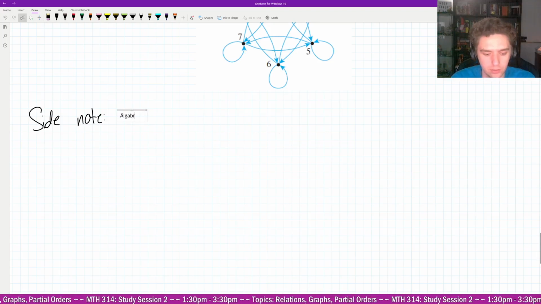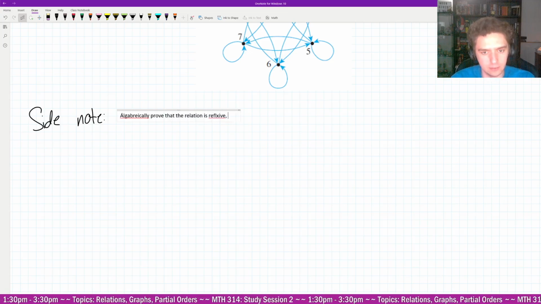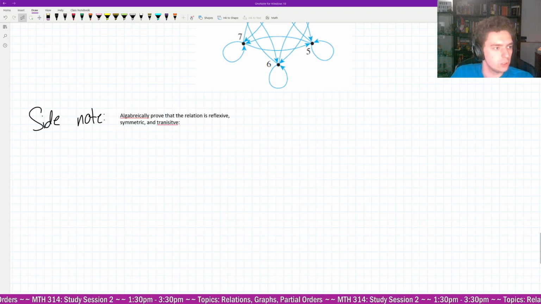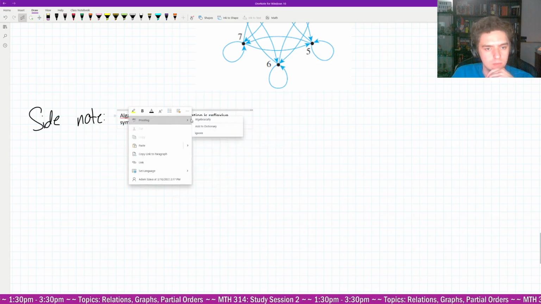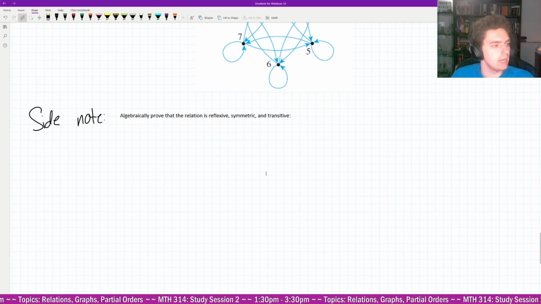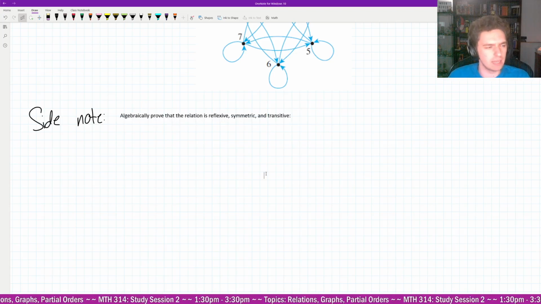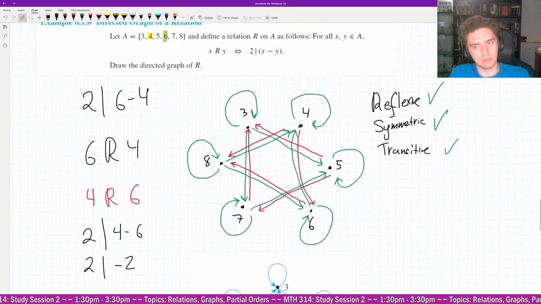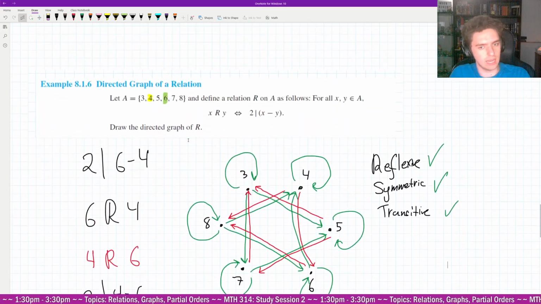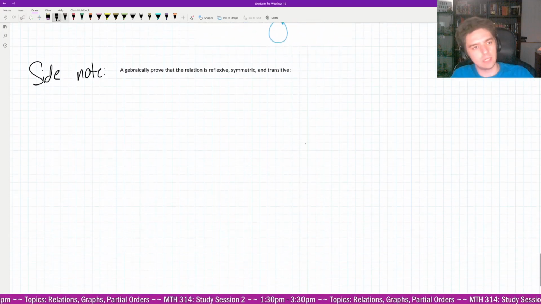Algebraically prove, I know I spelled it wrong, that the relation is reflexive, symmetric, and transitive, right? He was proving the relation algebraically. Interesting, Bonato did not, unless I'm remembering wrong, algebraically prove that these things are reflexive, symmetric, transitive. He just did it by looking at it, or by drawing graphs like this, you could tell. But yeah, we can do it with this one, not too hard, right?